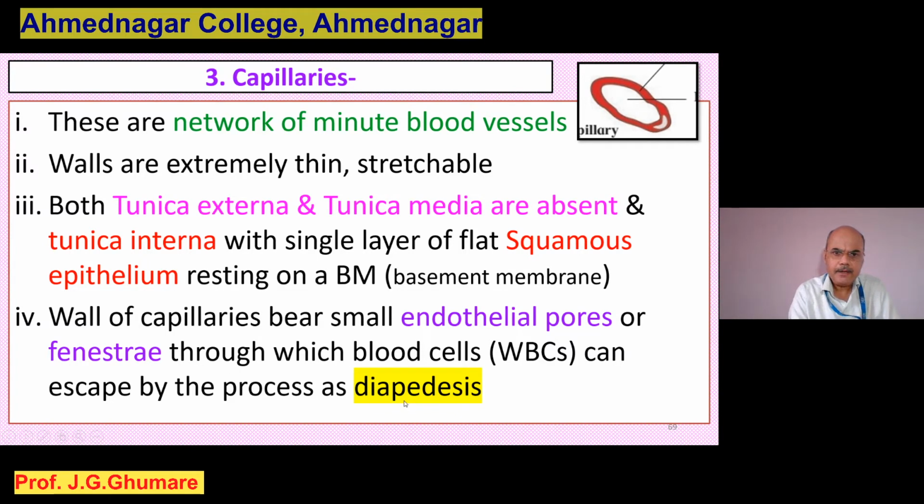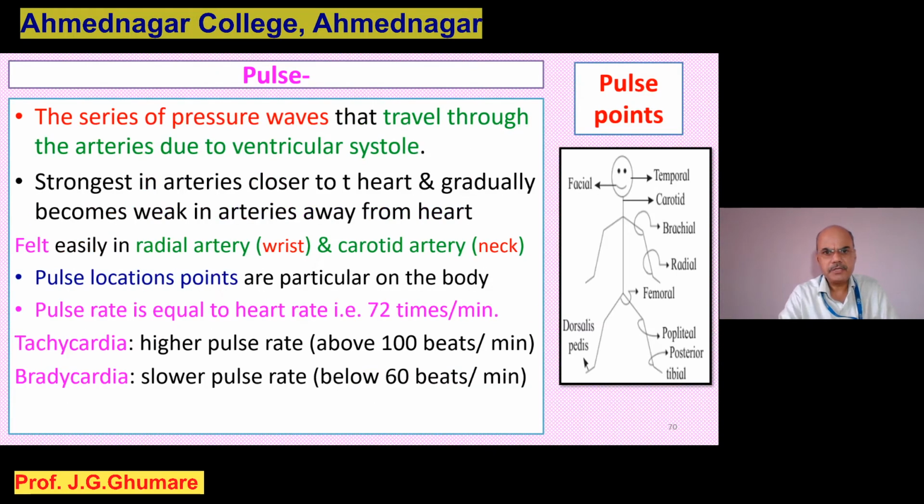I'll repeat: tunica externa and tunica media are completely absent, interna is represented by a single layer of squamous epithelial cells, and those openings will allow WBC to escape by the process called diapedesis. That's it. This is something about three types of blood vessels.